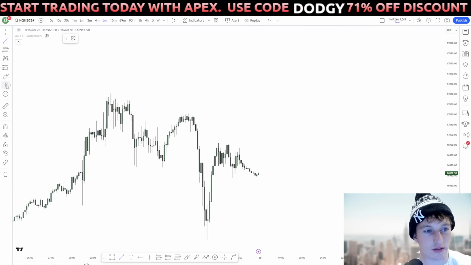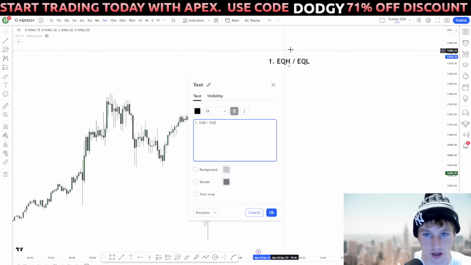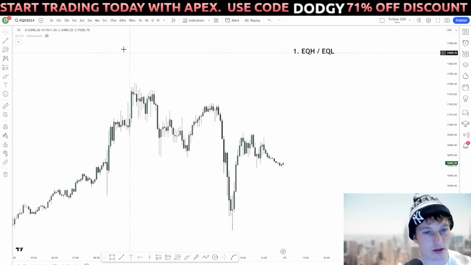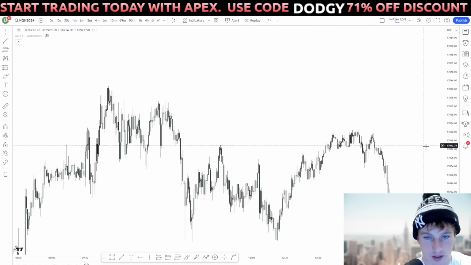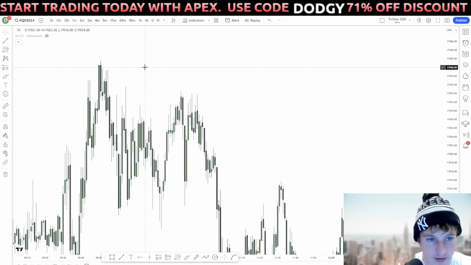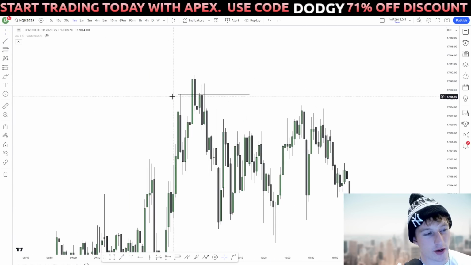So my first favorite liquidity pool, and this is my ultimate favorite, is equal highs and equal lows. These are the main ones I actually look for. I'm always on the search for equal highs and equal lows. And there are actually two types of these. There's the type that forms right next to each other. Let me see if I can find an example real quick. Like these right here. I do not put as much weight on these, but they're still semi-important.